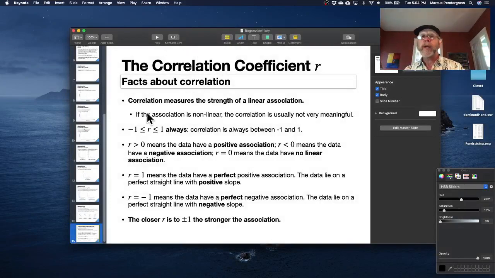So that is a quick little introduction to some of the concepts associated with linear regression. We'll be diving deep into more of these as we make our way forward through this material.